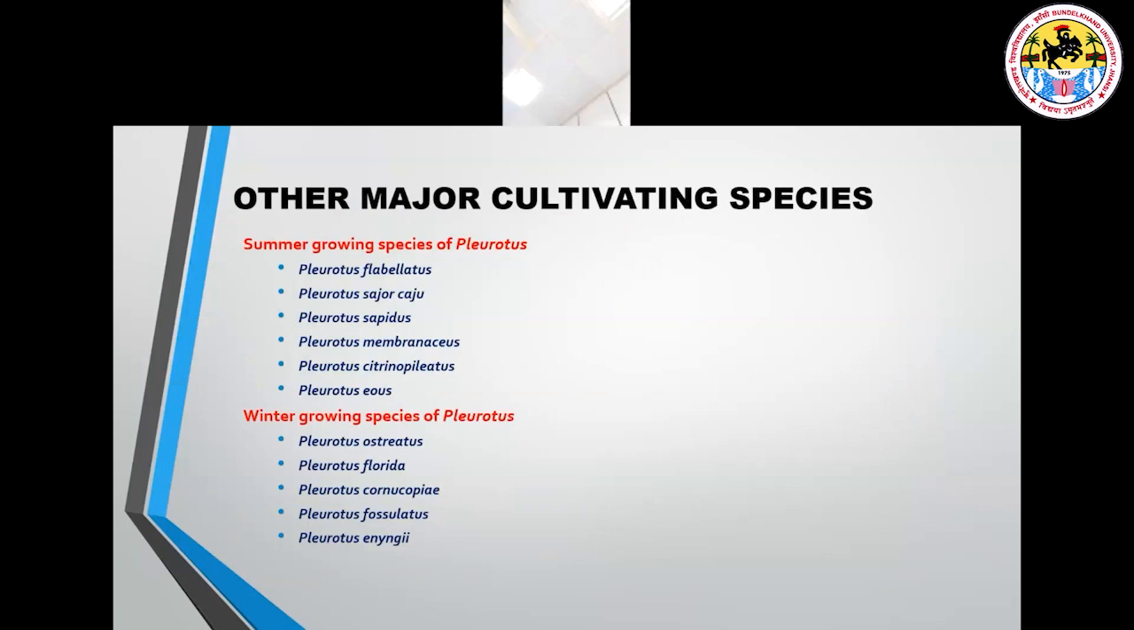Other major cultivated oyster mushrooms: some are grown in the summer season and some in the winter season. We can categorize these species region-wise, as summer season and winter season mushrooms. In the summer season, the summer growing species are Pleurotus flabellatus, Pleurotus sajor-caju, Pleurotus staudes, membranaceus, citrinopileatus, and eous. Membranaceus is a very interesting mushroom. So again, it is useful for breeding purposes.